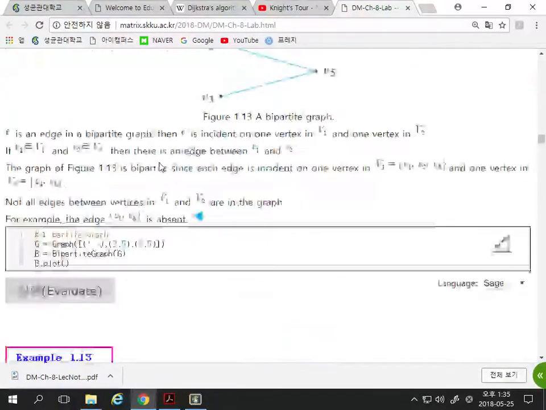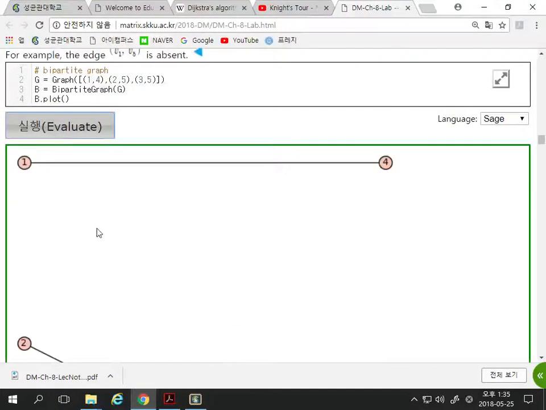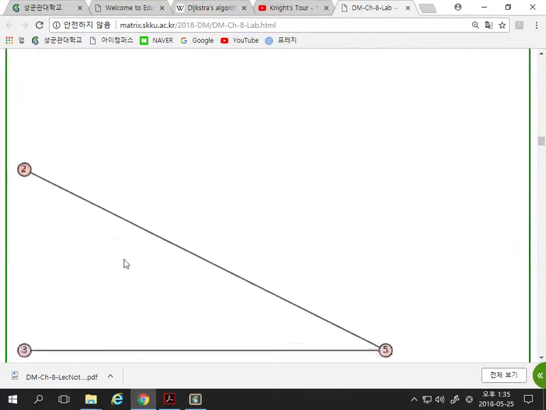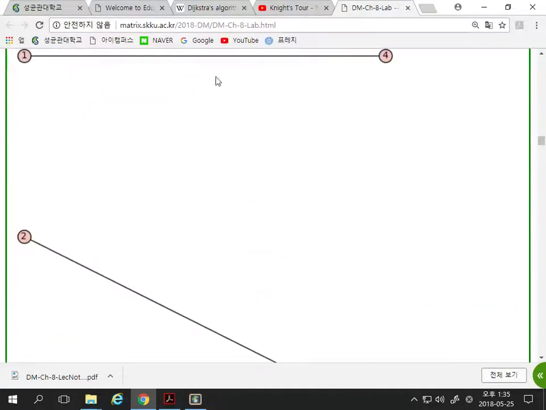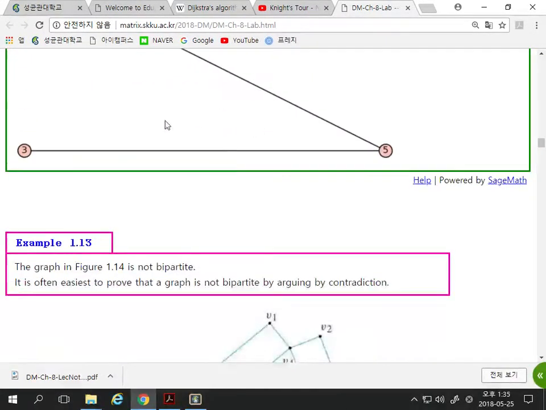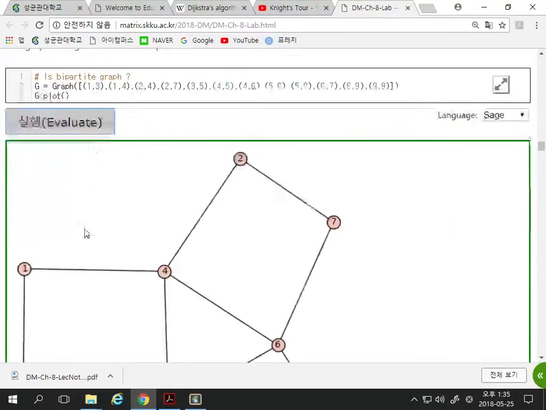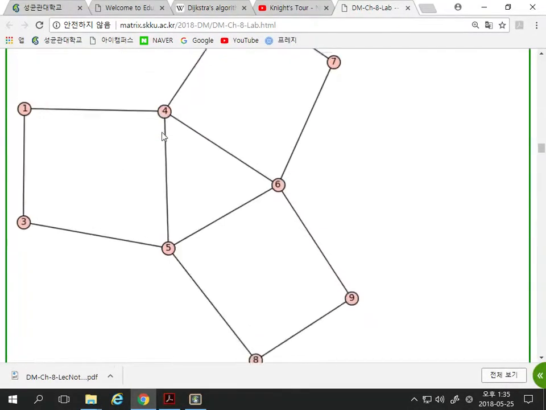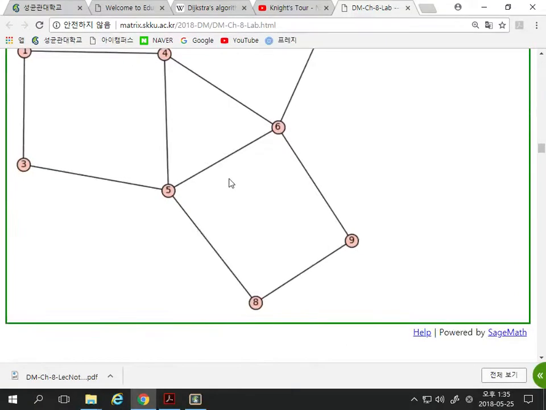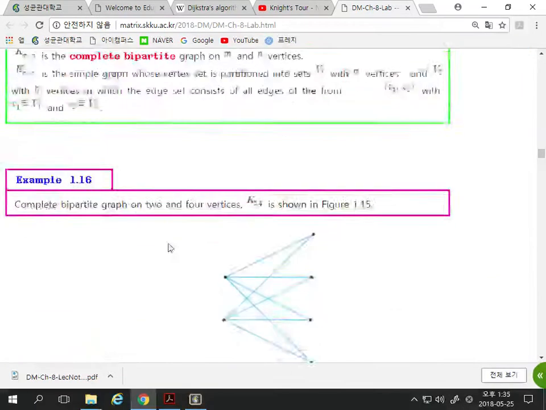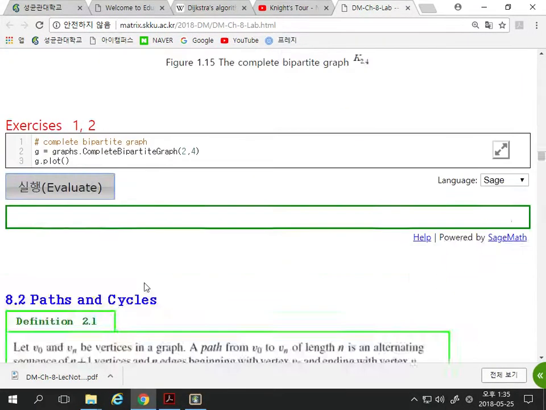And bipartite graph, this gives you a graph and a bipartite graph. This is a graph example. This is an example of a bipartite graph. And he's asking whether the given graph is bipartite or not, and this is not one. Is it bipartite? No, this is not a bipartite graph. You can check it.